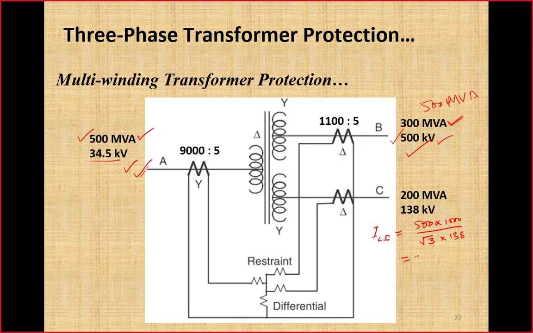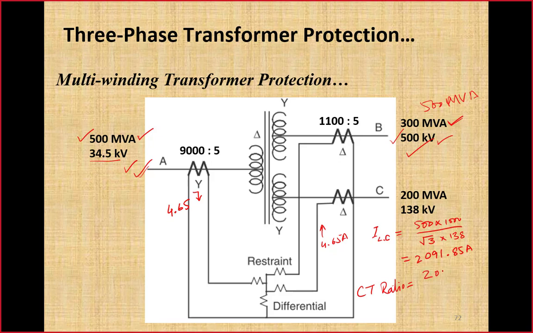So current is 2091.85 ampere. This is the line current. Now we had seen that the secondary current over here was 4.65 ampere. Now out of this delta connected CT secondary, we want this current to be 4.65 ampere as well.